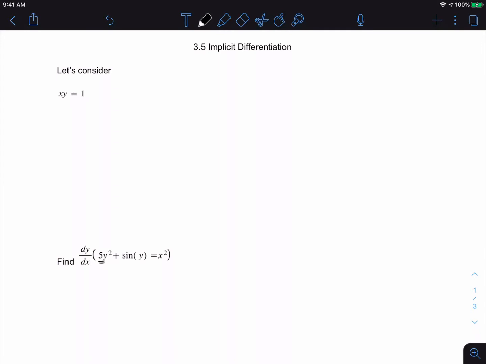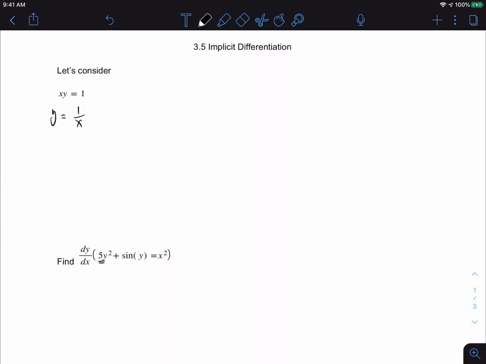Okay, so this first example that we have here is xy equals 1, right? One of the things we can do with this problem is, since I want to take the derivative with respect to x, I'm going to solve this for y. So I'm going to say, okay, y is equal to 1 over x, correct?